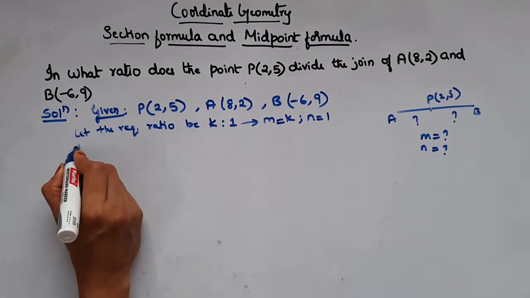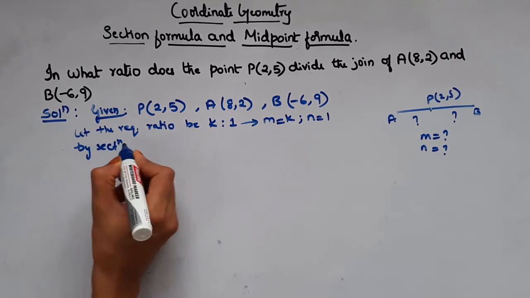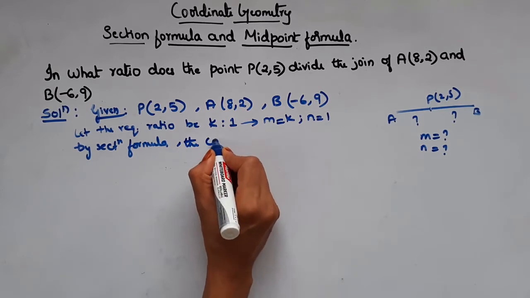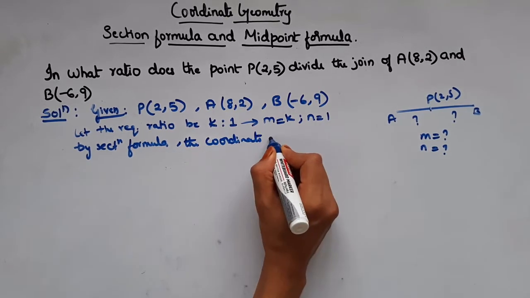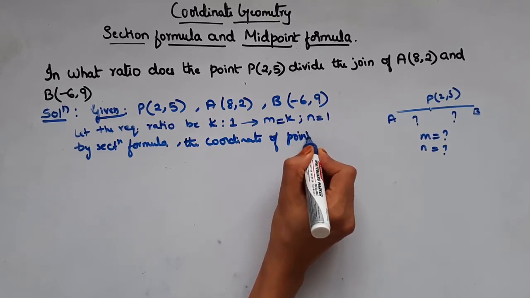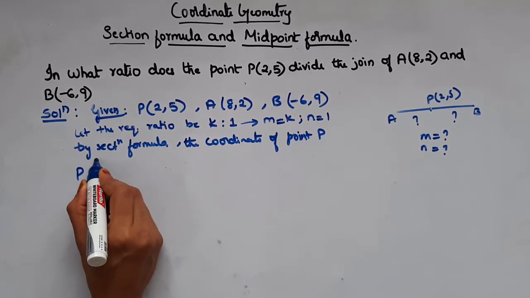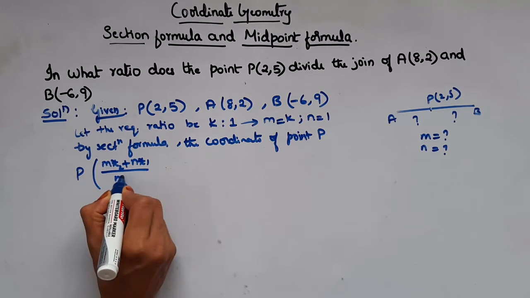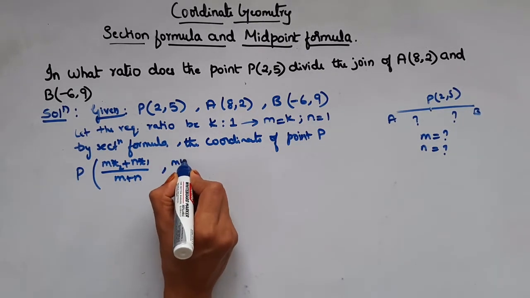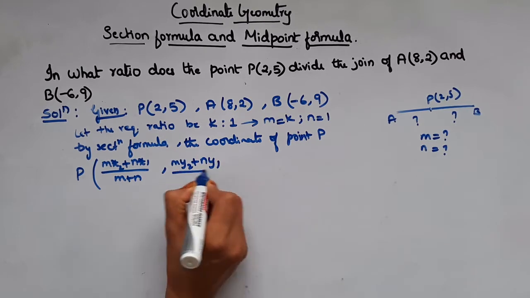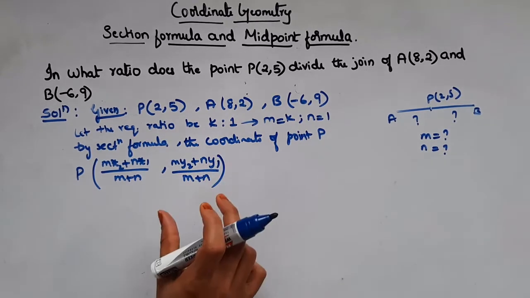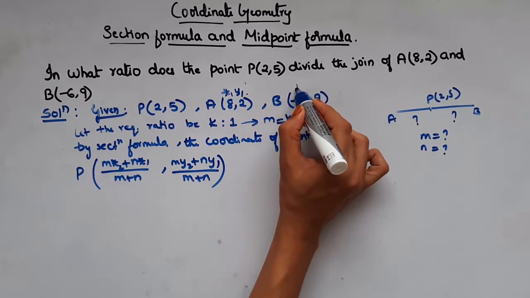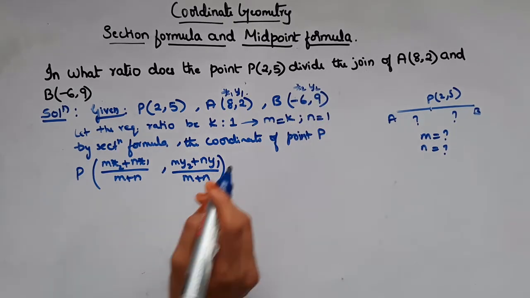Now let's apply the section formula. By section formula, the coordinates of point P are given by P of mx2 plus nx1 by m plus n, my2 plus ny1 by m plus n. So here x1, y1 is A, right? And x2, y2 is point B. Now let's substitute the values.